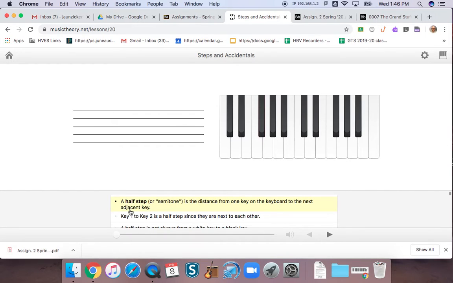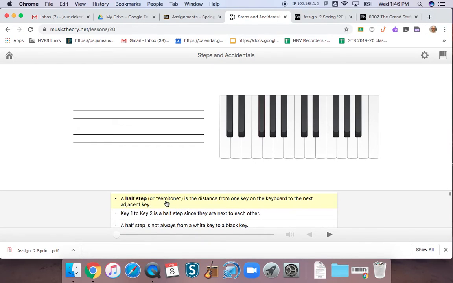Steps in music refer to the distance between two pitches. You can have a half step, a whole step, a step and a half, but the word step has to do with the distance between 2 different notes, or 2 different pitch sounds, a high note and a low note. You can have 3.5 steps, you can have 5 steps, 8 steps, a half of a step.